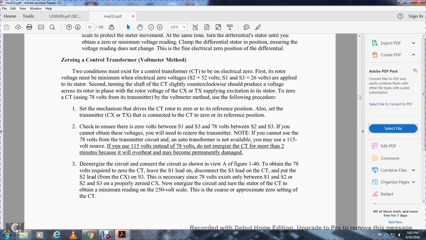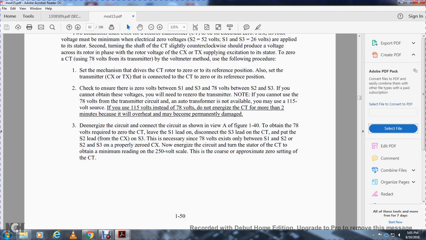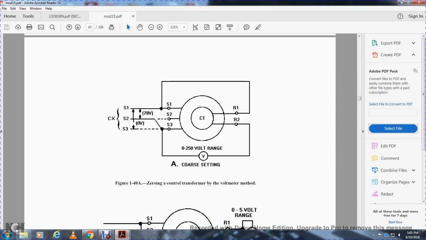Leave the stator 1 lead disconnected and the stator 3 lead on the control transformer. Put the stator 2 lead for the control transmitter on stator 3, so the 78 volts exist only between stator 1 and stator 2 or stator 2 and stator 3. Now energize the circuit and turn the stator of the control transformer. Obtain the minimum reading on the 250 volt scale, approximately 0.